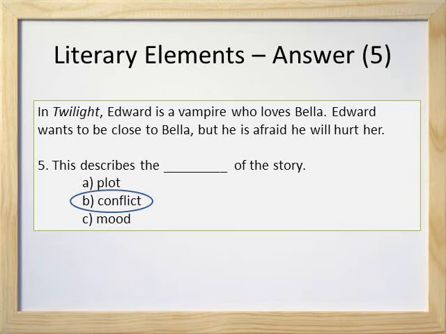We know that the answer is not A, plot, because these words don't tell us any events or actions that take place in the story. And we know that the answer isn't C, mood, because these words tell us a problem. They might also make us feel certain emotions, but the statement tells us the problem in the story that needs to be solved. So the only possible answer is B, conflict.